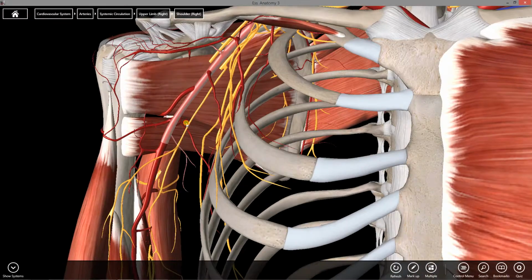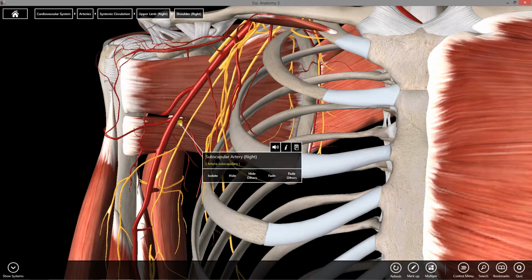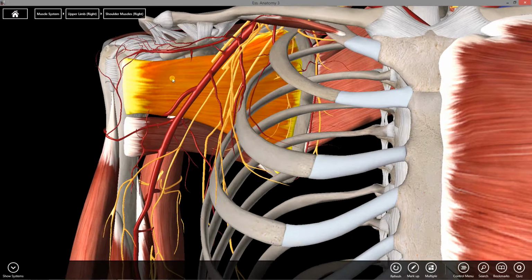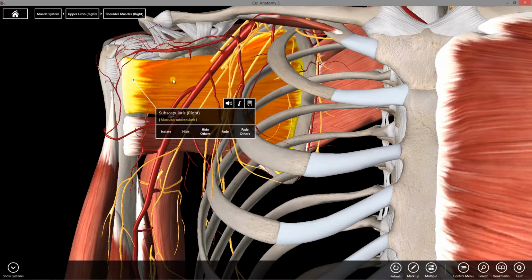It's just being belligerent right now, not letting me click it. So there's the subscapular artery. This provides blood supply to the subscapularis muscle.